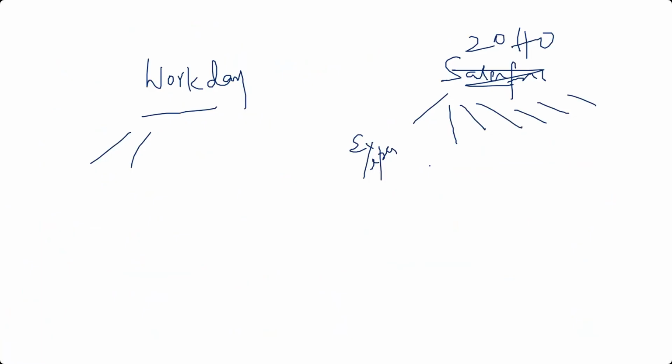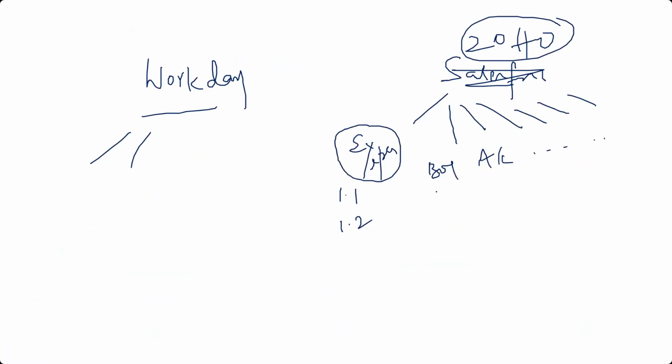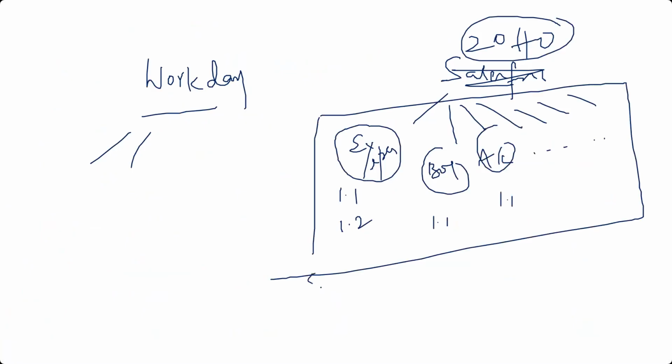Zoho has Zoho Books, accounting software, etc. When Zoho releases the product, they don't release Express 1.1, Express 1.2, Books 1.1, accounting software 1.1. They don't release like that. They will release it like a suite. It is called suite release. Okay. Suite 1.1, suite 1.2.